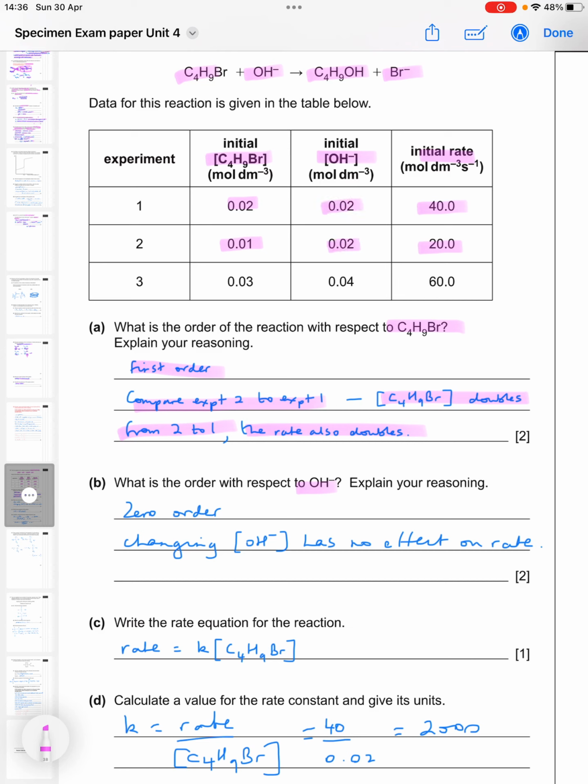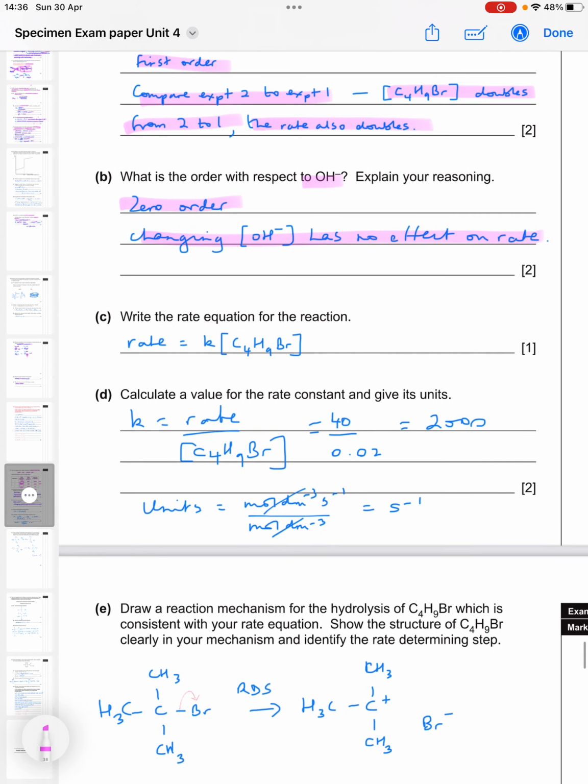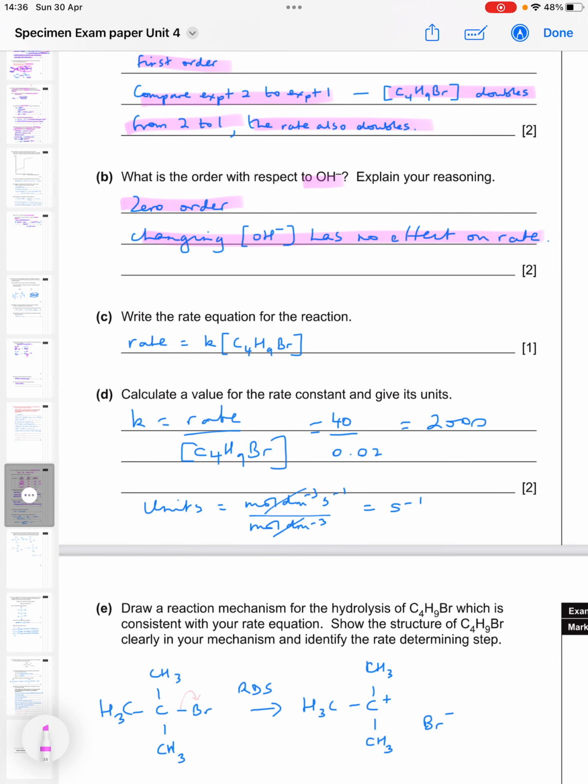Then what's the order with respect to the OH minus? So if we look at 1 and 2, they're both the same, 0.02, and going to 3, then it's doubled to 0.04. Now, when you look at 2 and 3, you might think, oh yeah, well, that has had an effect, it's tripled it. But actually, it's the effect of the tripling of the concentration of bromobutane that has done that. So if we go from 0.2 to 0.2 in 1 and 2, the concentration of that hasn't changed, but the concentration of the bromobutane is halved, and that's what's caused the effect. So basically I'm saying there's no effect on the rate, so it's 0 order.